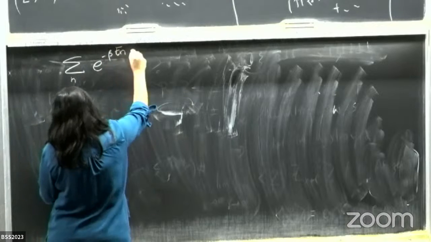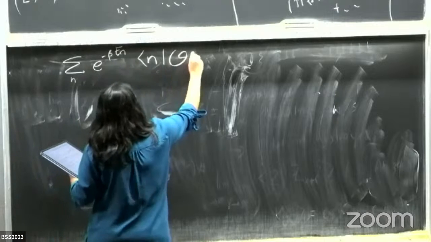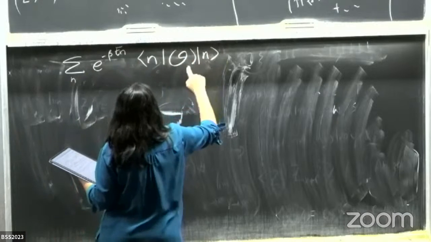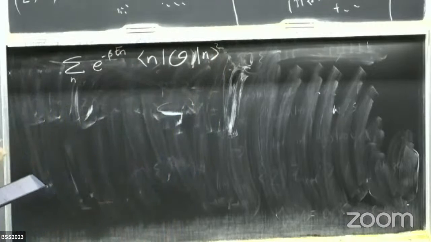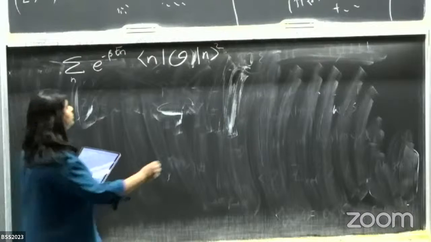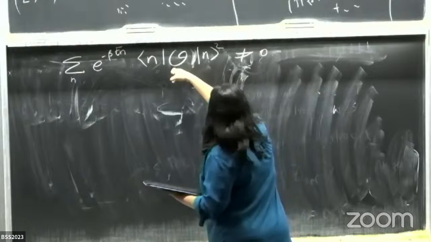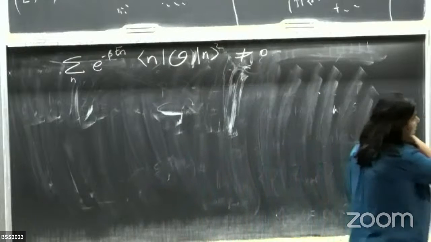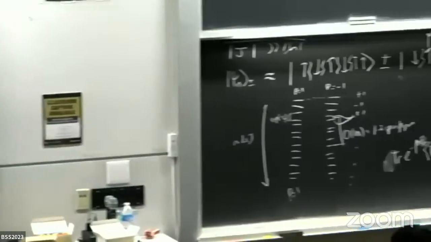So if you do e to the minus beta E_n, so if you want to look at some squared, this is just some observable here. You want to look at the square of that over all eigenstates, and that's now going to be not equal to 0. And if I measure this, if I do ZZ for this in this spin glass phase, everywhere in the spin glass phase, I'll get something non-zero.